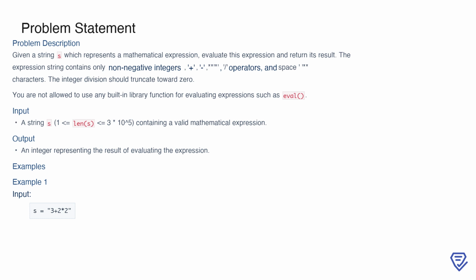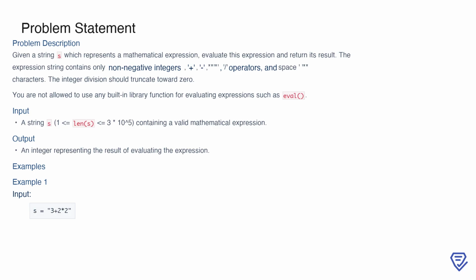One important point is that division must truncate towards 0, meaning the result should be rounded towards 0 instead of following standard rounding rules. Additionally, we are not allowed to use built-in functions like eval, so we need to implement the logic to parse and calculate the expression ourselves.